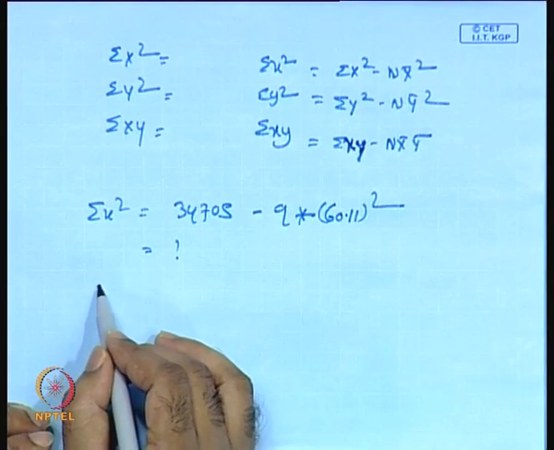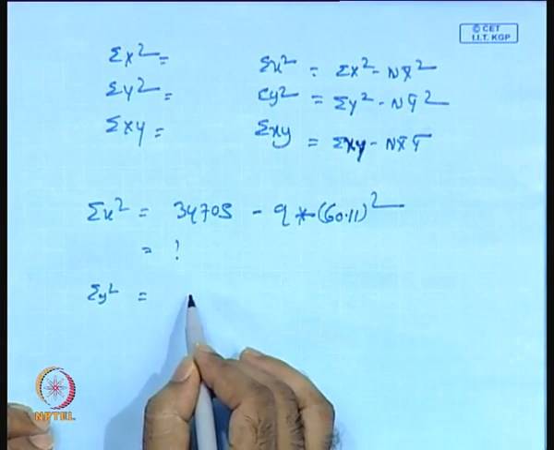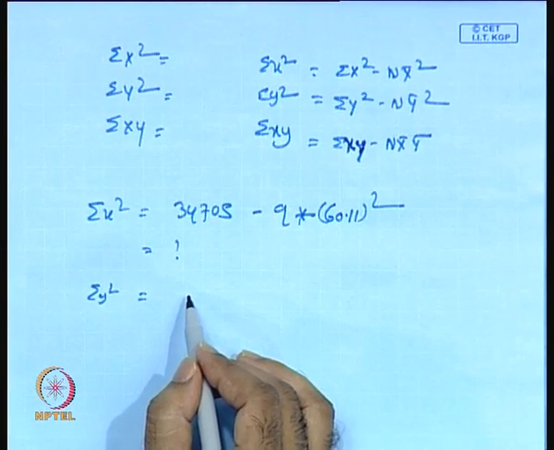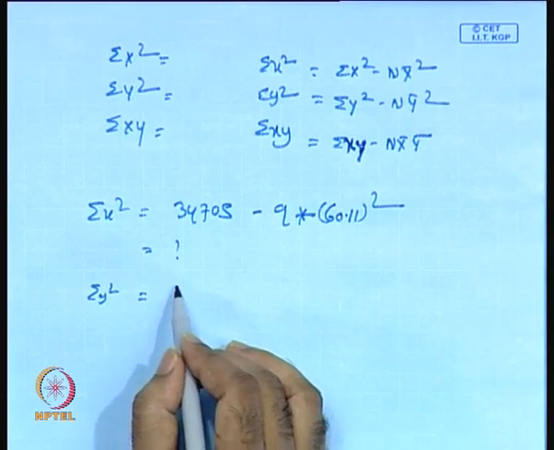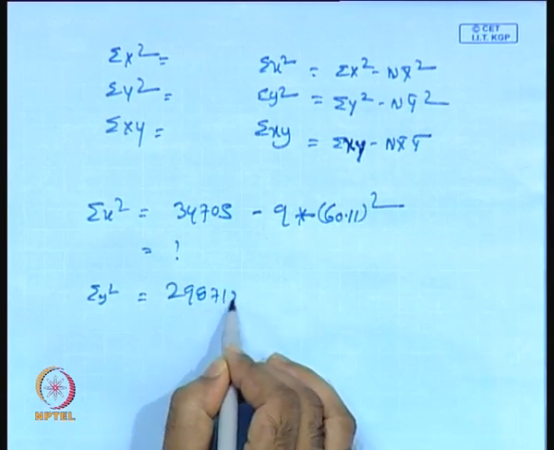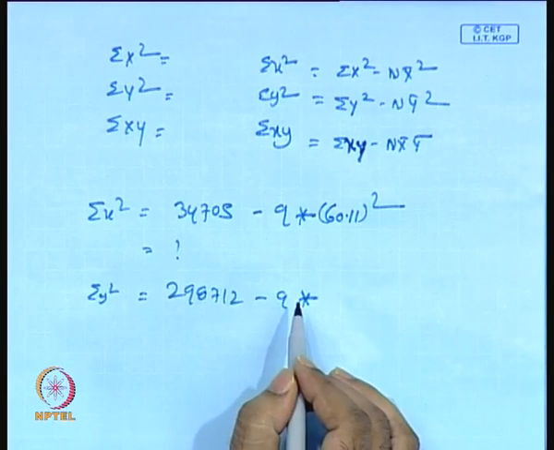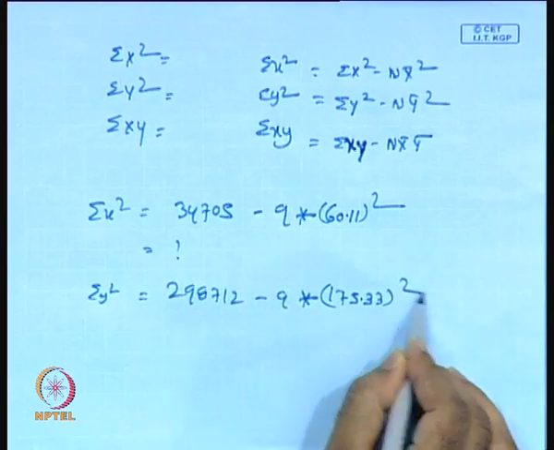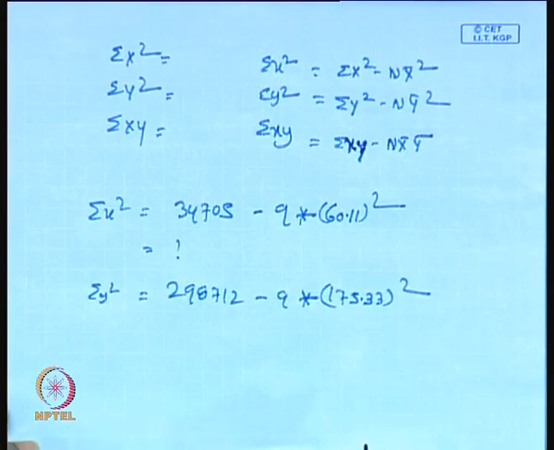Similarly, summation y square equals summation y square minus n y bar square. This is 298712 minus 9 into y bar square, 175.33 whole square. This is how we get summation y square. So we have summation x square and summation y square. With the help of these, we can also calculate the summation y hat square.